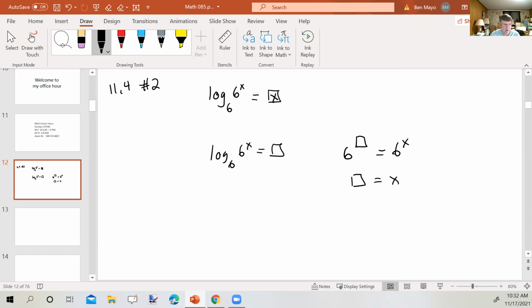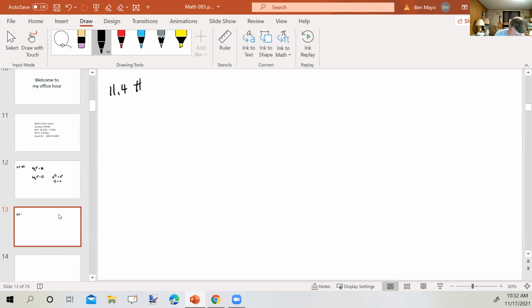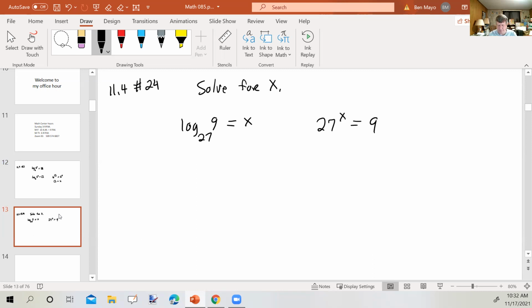So the final answer is just x. Okay, let's see here. Now coming up is 11.4, number 24. It says solve for x. And we have log base 27 of 9 equals x. So this is a logarithmic equation. Writing it in exponential form, we would have 27 to the x power equals 9.